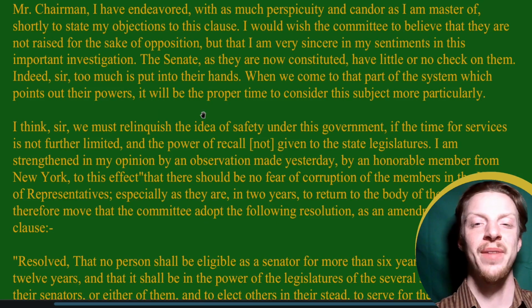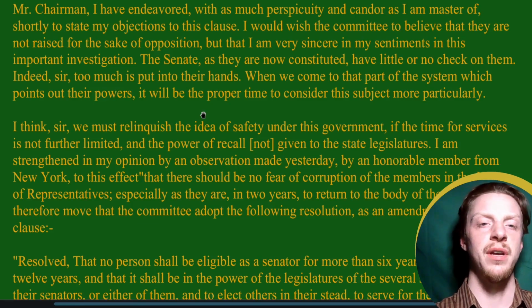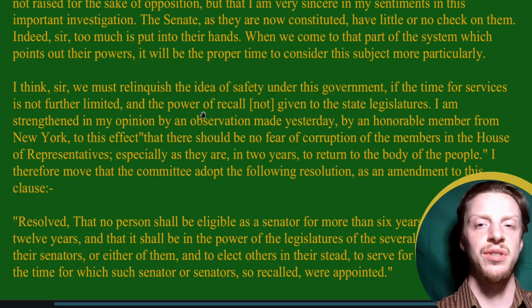perspicuity and candor as I am master of, shortly to state my objections to this clause. I would wish the committee to believe that they are not raised for the sake of opposition, but that I am very sincere in my sentiments in this important investigation.